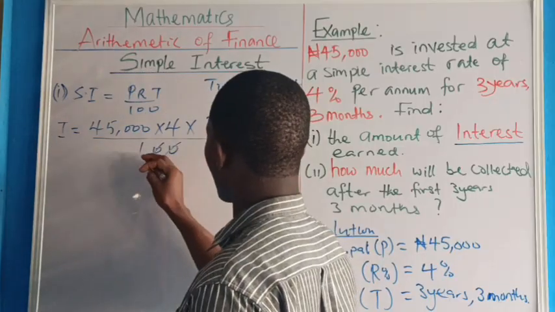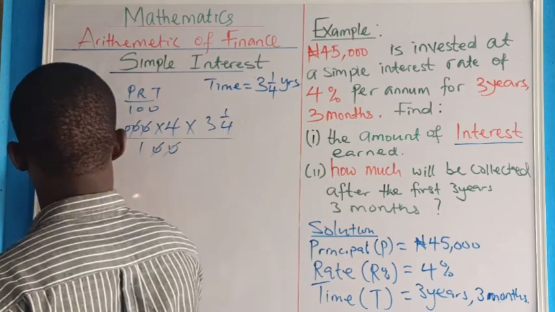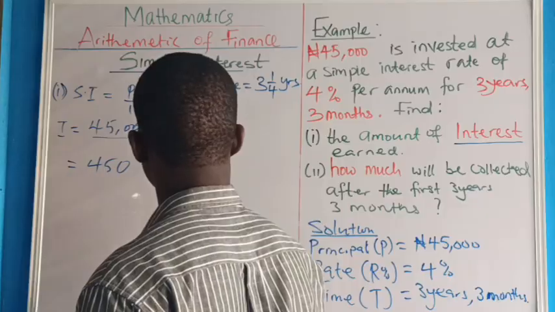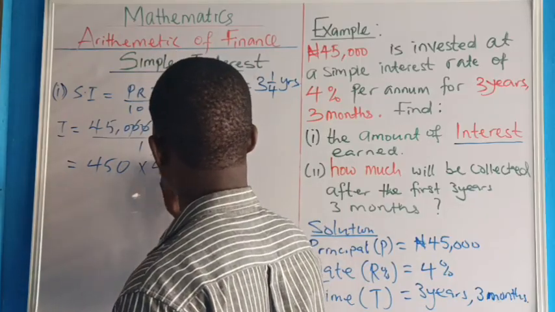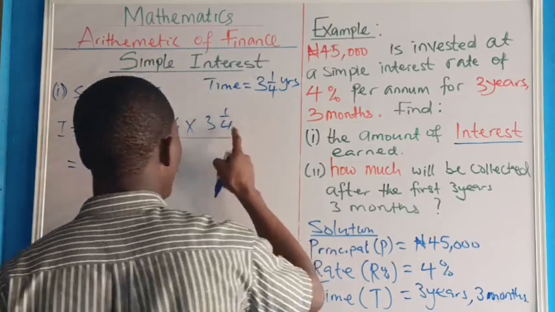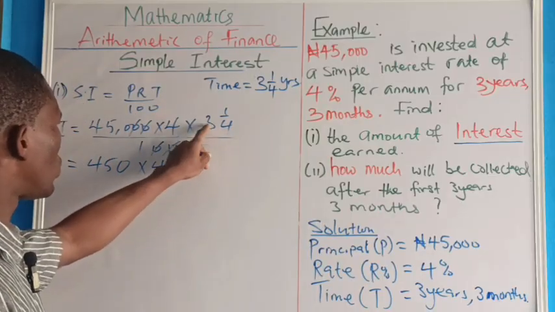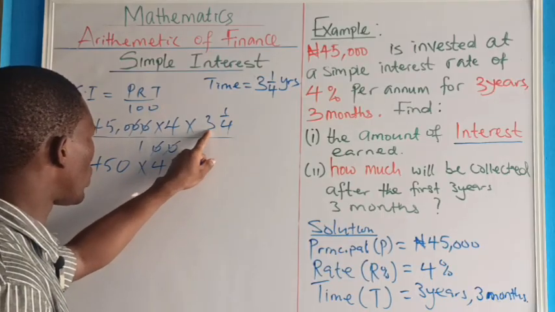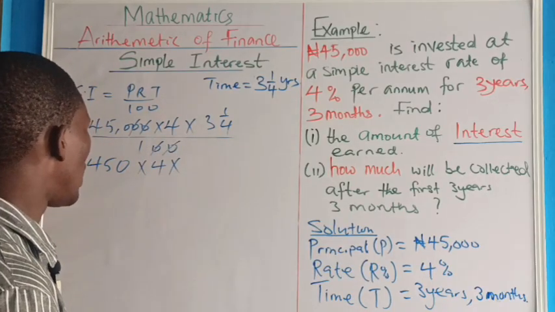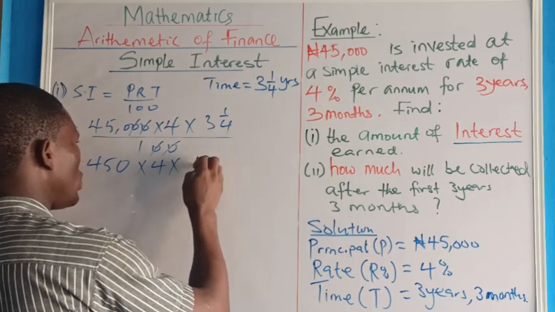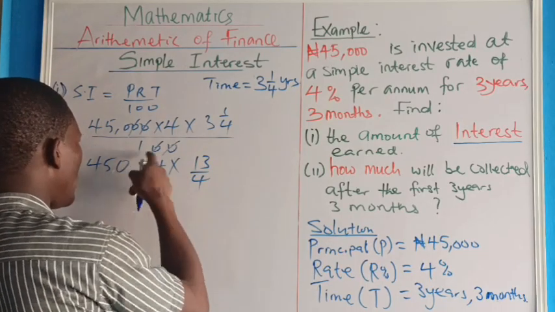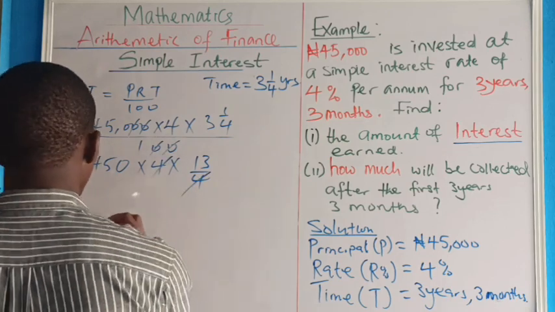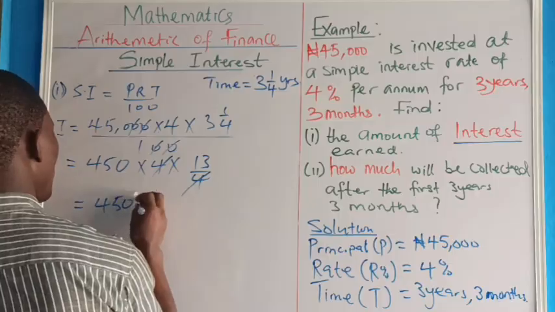Two zeros cancel two zeros here, so we have 450 times 4 times the 3 and 1 over 4. This is a mixed number, so you can change it back to an improper fraction. 4 times 3 is 12 plus 1, that is 13 over 4. So we have times 13 over 4. The 4 cancels the 4 here, so we have 450 times 13.